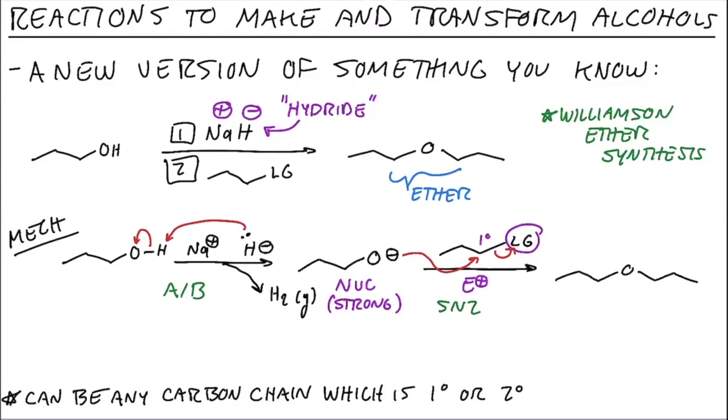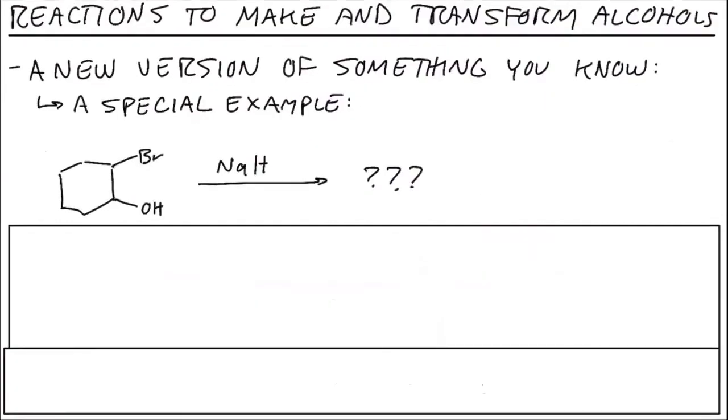Okay, so here's another one, kind of a special example of that ether synthesis. This is maybe a little bit of a weird one. So take a second, pause the video here and think about it for a moment. If I take this substrate here and I just treat that with NaH, so now there's no two steps, just NaH, that's it. Pause the video and predict what you think the product of this reaction might be.